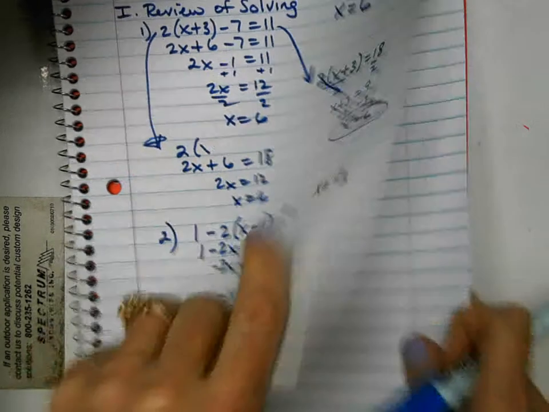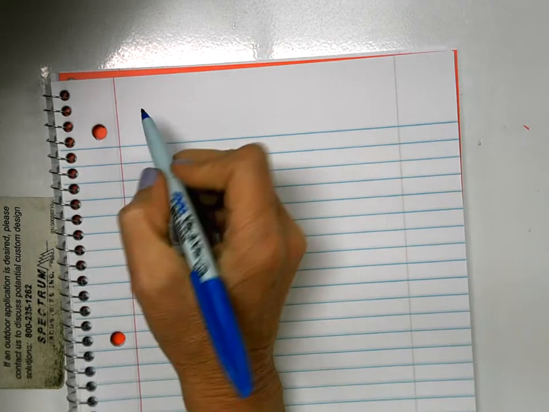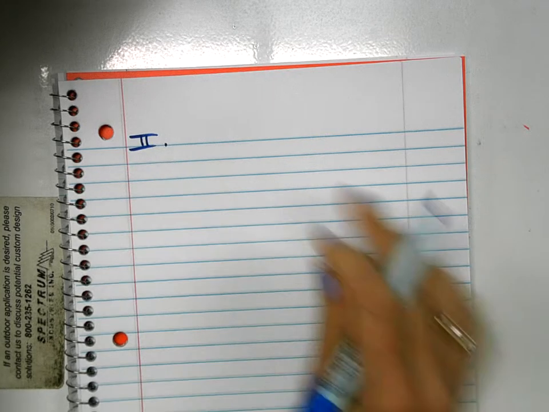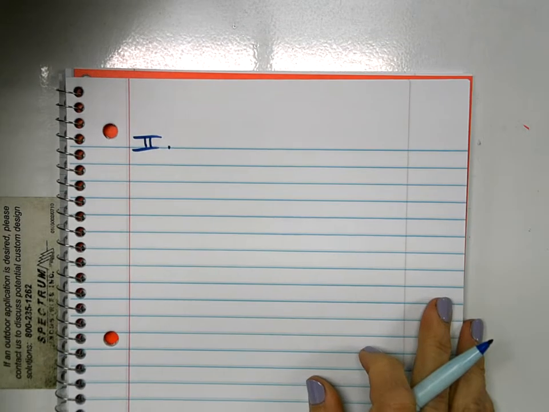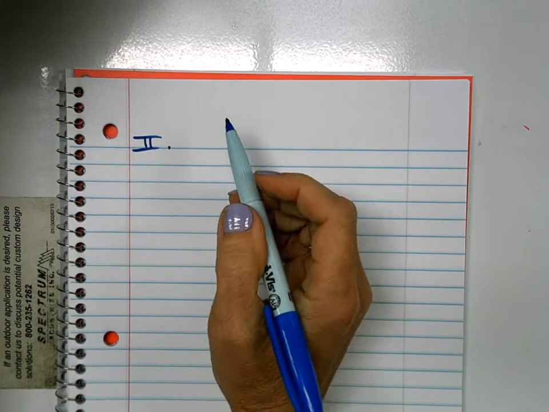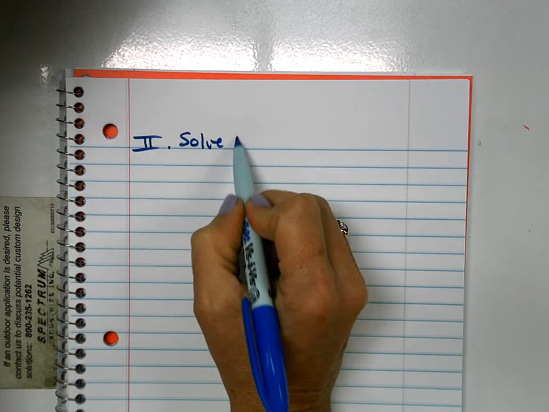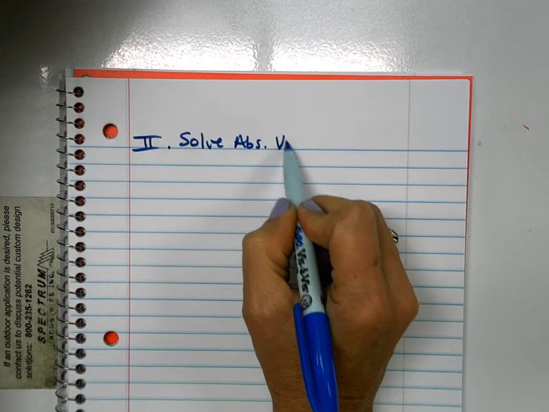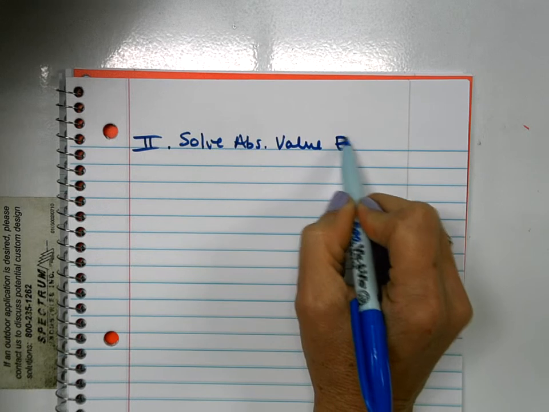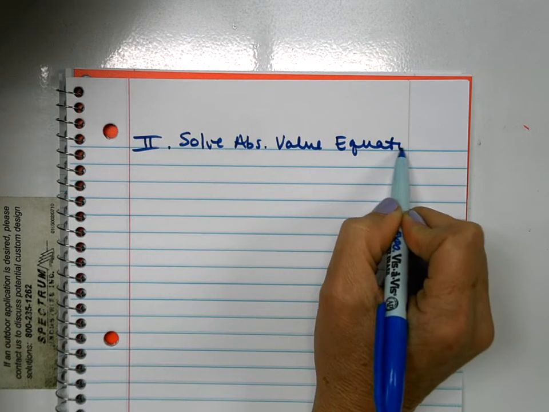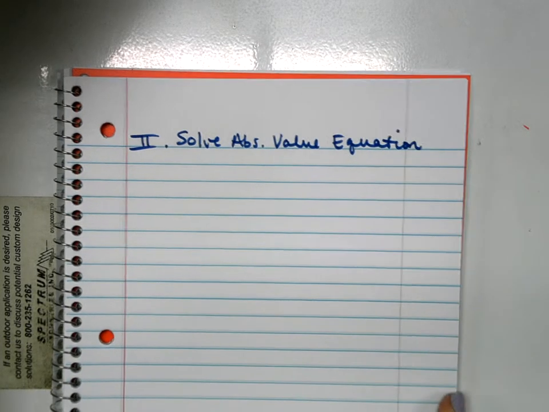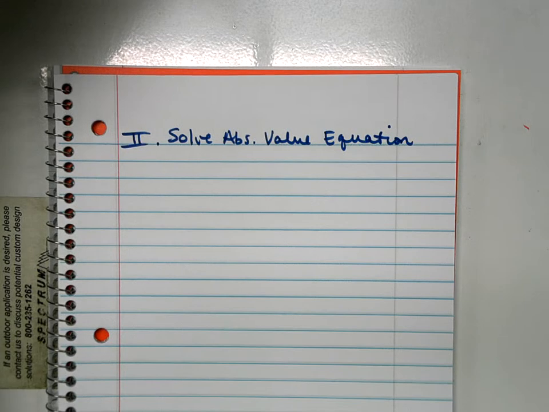All right, so Roman numeral 2 here. Are we ready? The directions are this, okay? Solve the absolute value equations. And we're going to do it two different ways. We're going to do it graphically, and then B, we're going to do it algebraically or analytically.